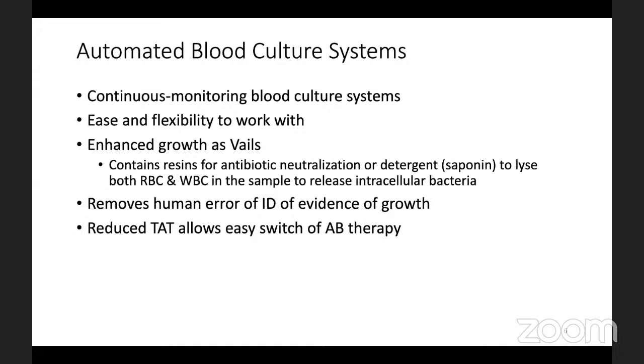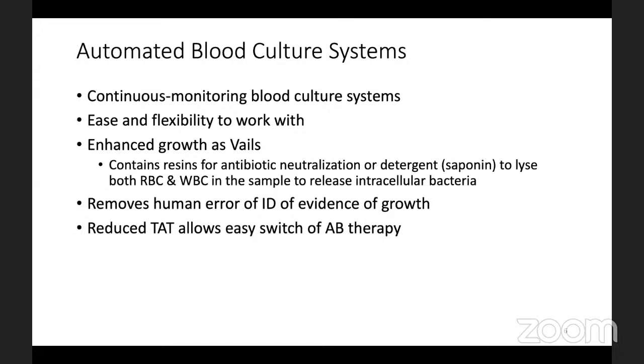Yesterday we spoke about how you have to come every day, bring out your culture bottle and look for evidence of growth with our eyes. You're looking for turbidity, flecks or bubbles on the surface, or hemolysis. And there can be human error. Someone can have an eye issue, may not see the turbidity properly, or may not see the bubbles and may miss the evidence of growth. These automated blood culture systems remove the human errors involved in the manual blood culture, especially when it comes to checking for evidence of growth.